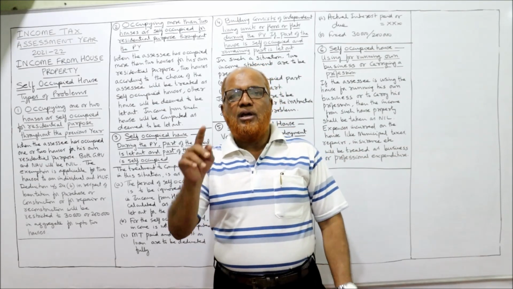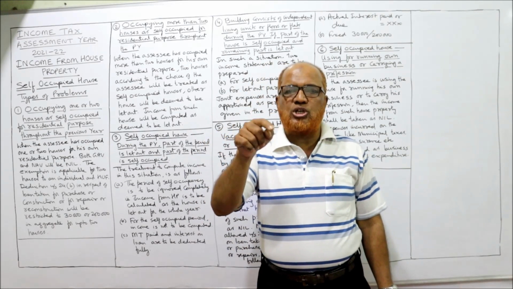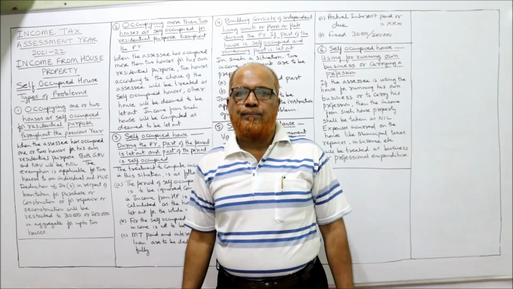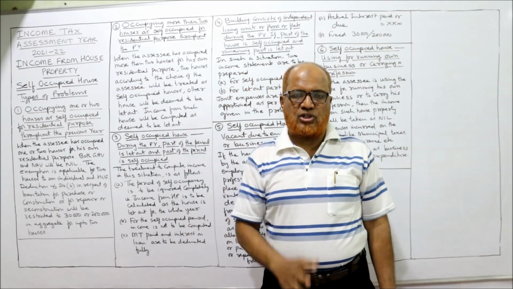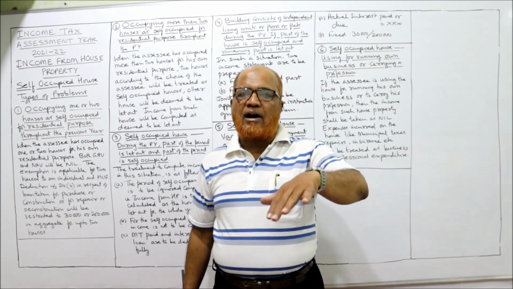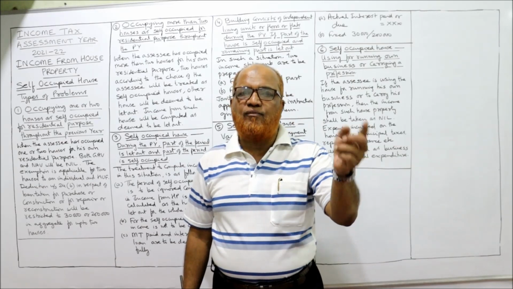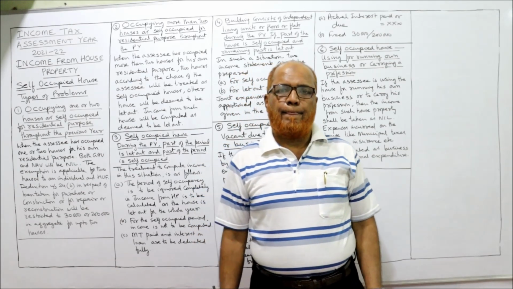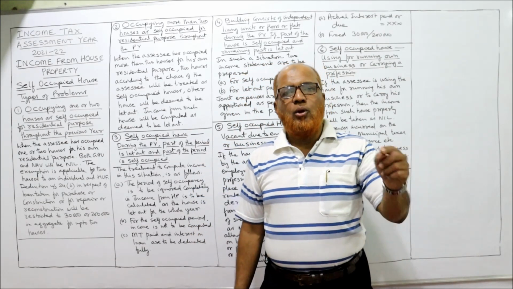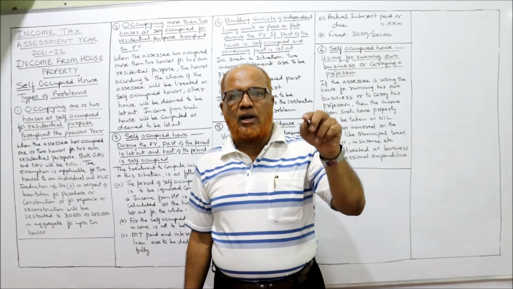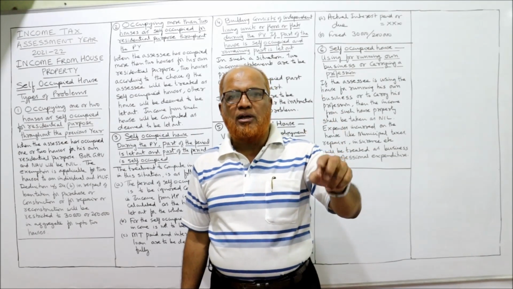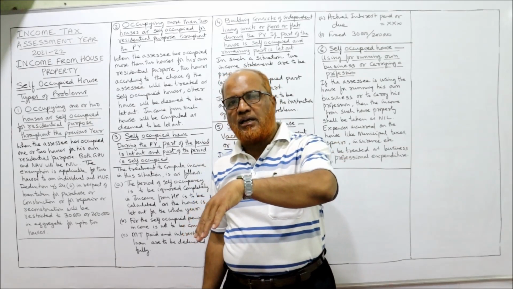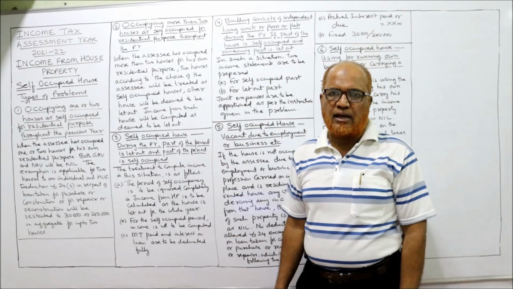If the loan is taken for purchase or construction before 1/4/1999, then 30,000 is the limit. If the loan is taken after 1/4/1999 for the purpose of purchase or construction, the limit is 2 lakh. And if the loan is taken for repair, renovation or reconstruction, the limit is 30,000 only, whether the loan is taken before 1/4/1999 or after 1/4/1999.